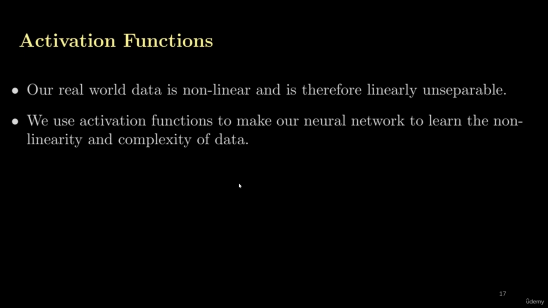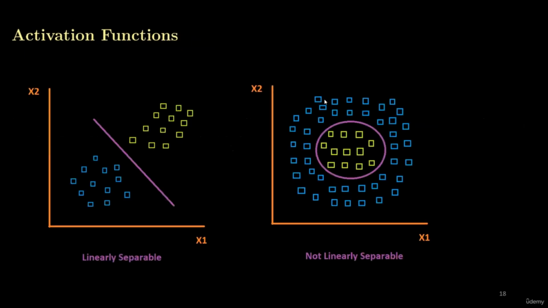We can easily perform linear classification with the help of a neural network or a simple perceptron. But if we want to perform non-linear classification, in that case we need an activation function. So the activation function helps the neural network learn the non-linearity and complexity of the data, and later on this helps the neural network perform non-linear classification. So this is the situation for which we require an activation function in a neural network.